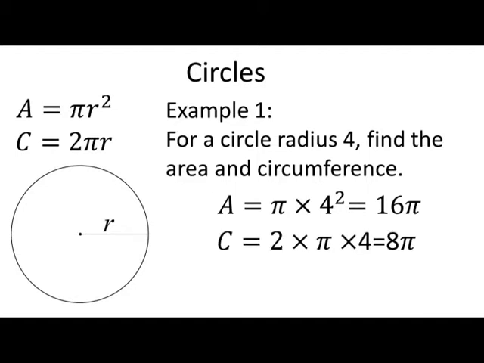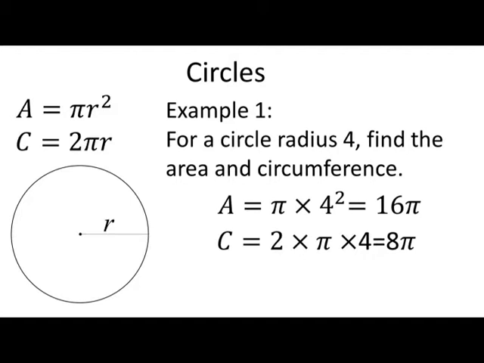The formula for circumference is 2 pi r. Once again, r is radius, which is 4 in this case, so it's 2 times pi times 4, or 2 times 4 times pi is 8 pi.